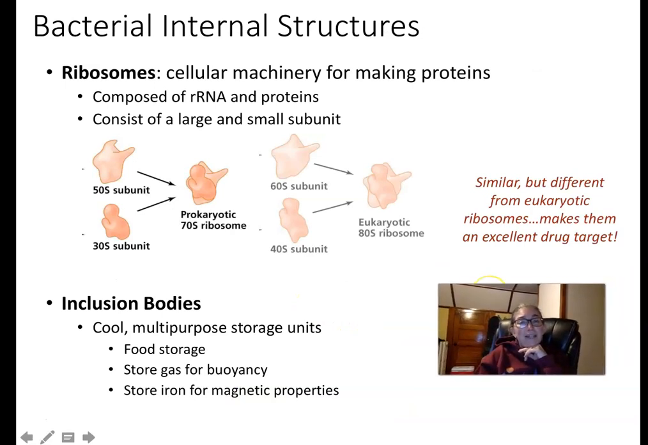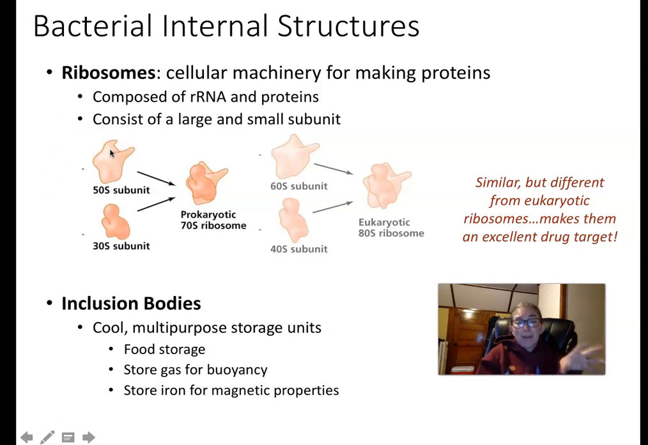Another thing inside of bacteria and all cells are ribosomes. Ribosomes are the machines within the cells that basically make proteins from our genetic coding. So our DNA has the code for the protein, and then we use mRNA to make copies of that code, bring it out to the ribosome, and the ribosome translates it into protein. We'll talk way more about that in chapter 8.